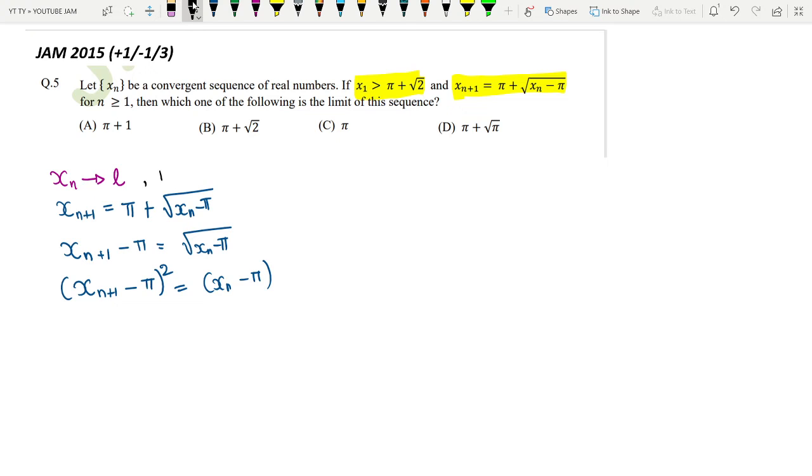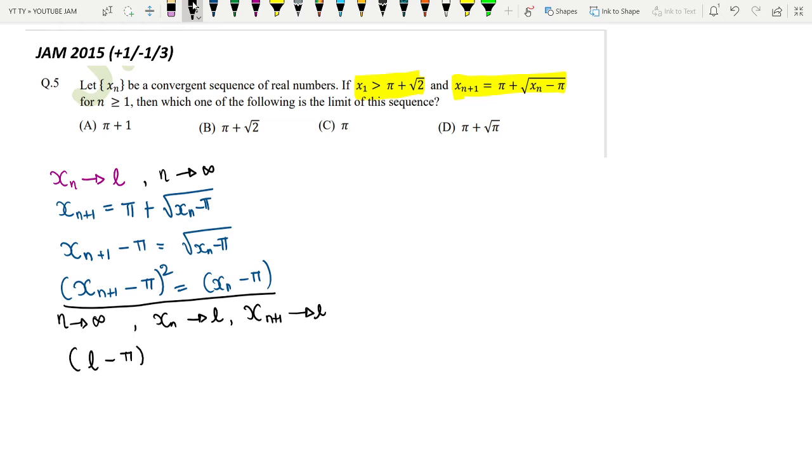What do I mean by it? Whenever n tends to infinity, my xn should approach towards L. So let me just consider my n tending towards infinity. What happens to this equation then? If my n tends to infinity, I know that my xn converges to L. And can I say that xn plus 1 will also converge towards L? Right? Because it is the next term to it, it will also converge towards L. So what I got is my L minus pi, the whole square, is the same as L minus pi.